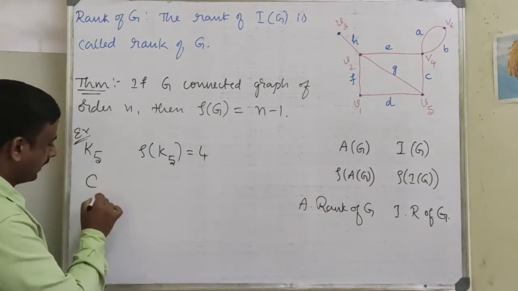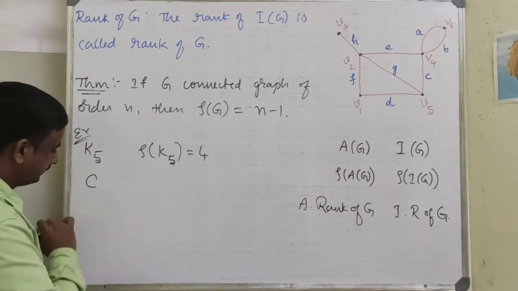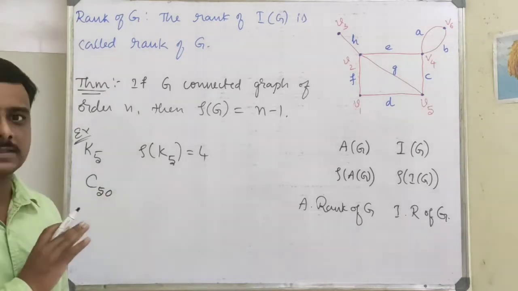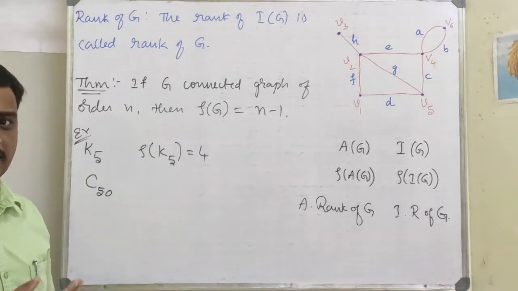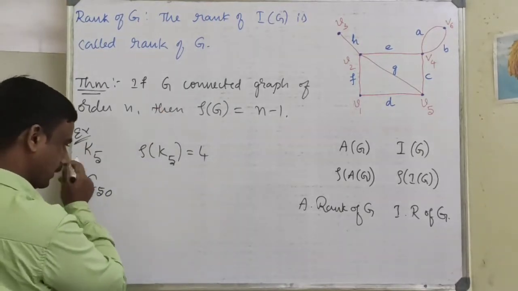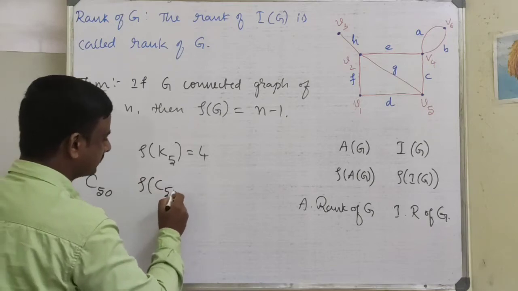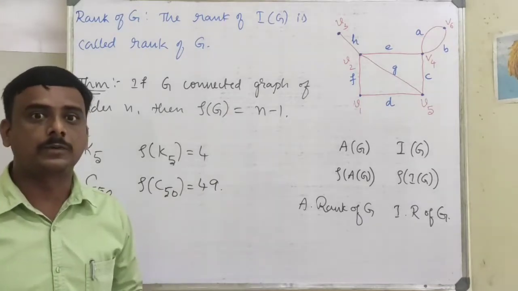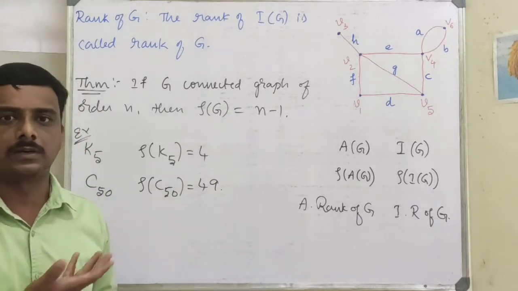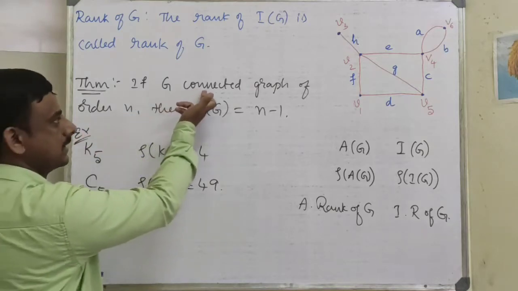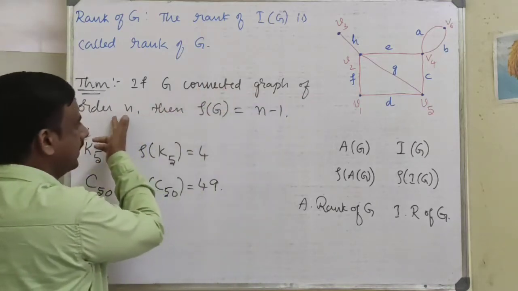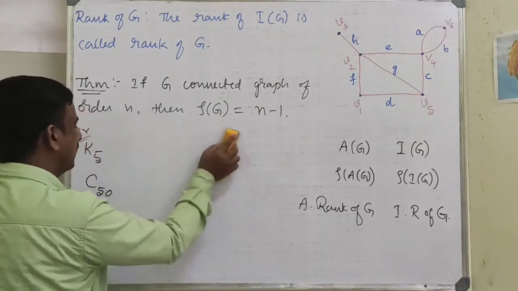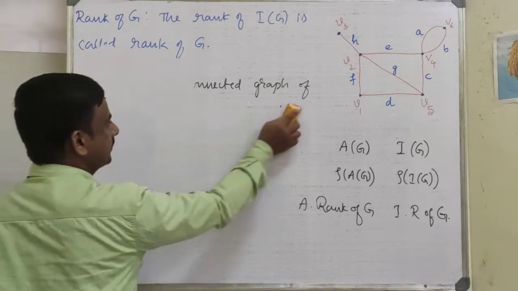If you are asked to find the rank of cycle C50 on 50 vertices, you can't write the incidence matrix and then find its rank. You can directly apply this theorem. The rank of C50 is 49. So that theorem helps to find the rank of a connected graph. Unless you have a connected graph, you can't apply this theorem. So the statement says if G is a connected graph of order n, then rank of G equals n minus 1. So these are some basic results about the incidence matrix and adjacency matrix of the graph.